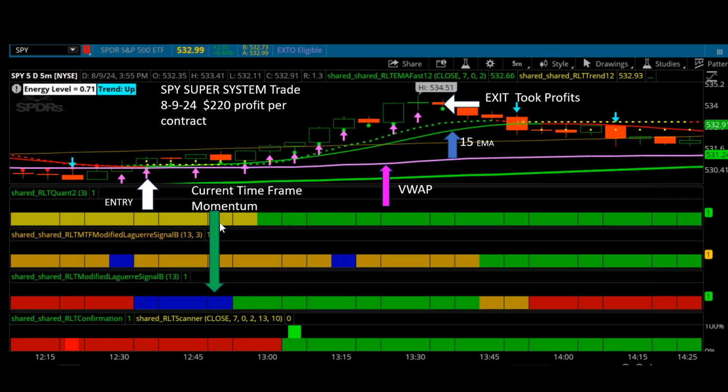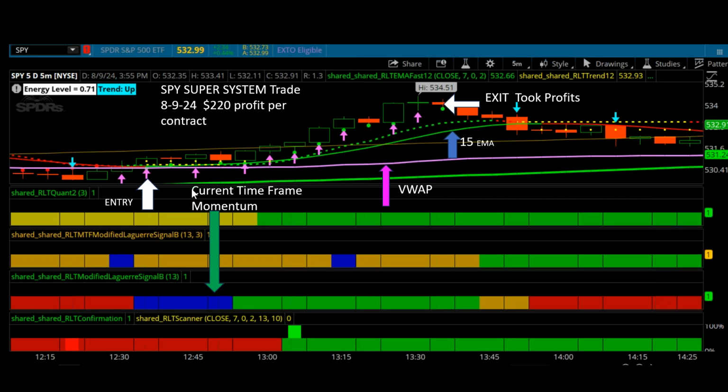But the only indicator we're going to use for the SPY super system is this one right here. This is the current time frame momentum that this arrow is pointing to. And you see the color changes here. Bullish is blue, bearish is red. Bullish is also green, and then yellow is back to bearish again. So this is the indicator that we're looking for to change colors or to be the color. We want it to be green or blue for long, red or yellow for short. So that's the current time frame momentum.